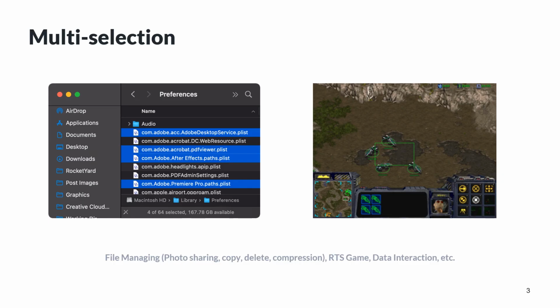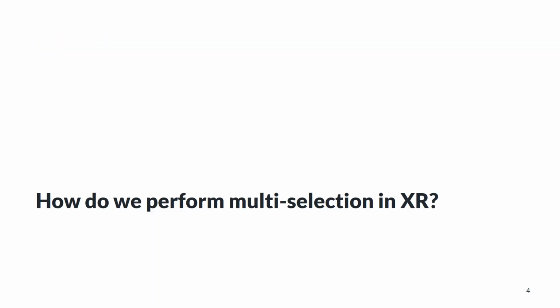Multi-selection is used in various computing platforms for file management, office work, programming, and even for gaming in 2D platforms. It could provide a comfortable and efficient interaction experience by providing simultaneous actions on multiple targets. But how do we perform multi-selection in XR environments?